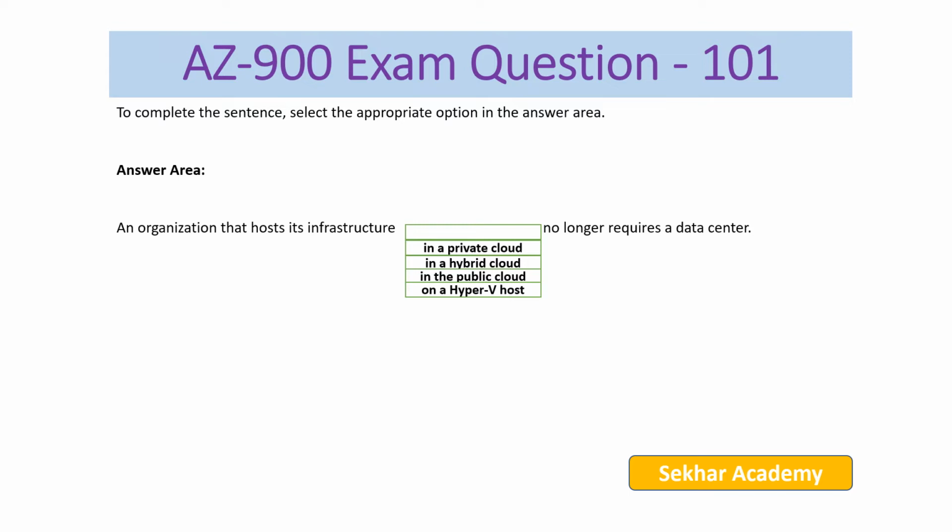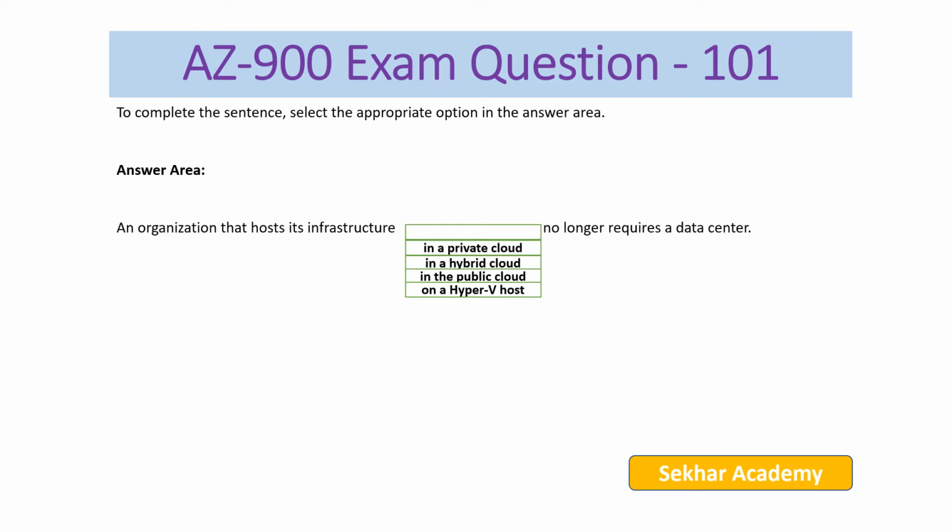AZ-900 exam question number 101. To complete the sentence, select the appropriate option in the answer area. In the answer area, the statement is: an organization that hosts its infrastructure dash no longer requires a data center. We need to choose the right cloud model here. So which cloud model do we have to choose? The options we have: in a private cloud, in a hybrid cloud, in the public cloud, on a Hyper-V host.